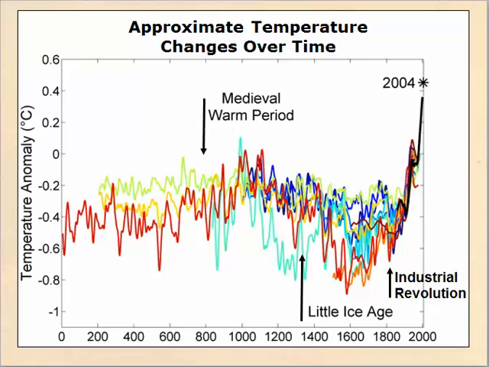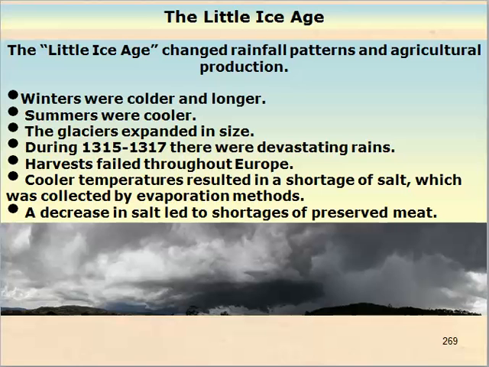And here's just a graph, if you'd like to pause it and look at it. And then there's a little ice age, a little rainfall pattern in the agricultural production. Winters were colder and longer, summers were cooler. Glaciers expanded in size. During 1317, there were devastating rains. Harvests fell throughout Europe. Cooler temperatures resulted in a shortage of salt, which was collected by evaporation methods, and a decrease in salt led to shortages of preserved meat.